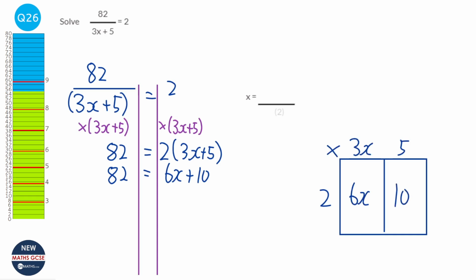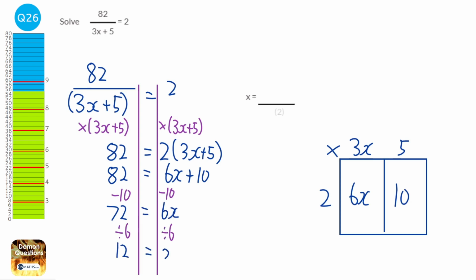Any method you like. And then we're going to take away the 10 from both sides because we want x on its own. And so we've got 72 equals 6x. And then we're going to divide both sides by 6. And so we've got 12 equals x, or x equals 12.